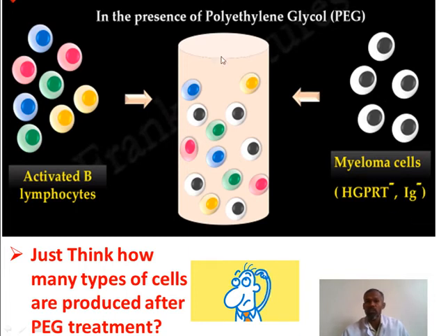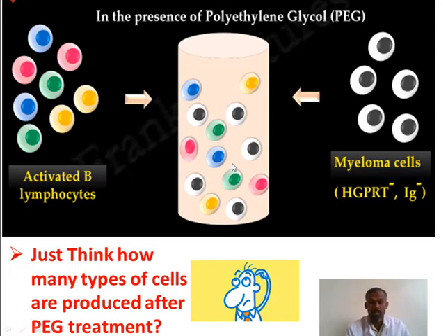So when we mix these two cells with a chemical called polyethylene glycol, this chemical assists the binding of cell membranes. Now I give you just a few seconds to think about how many cells will be produced after PEG treatment. How many different types of cells? Tell me. Have you thought about it? One, two, three, four, five.